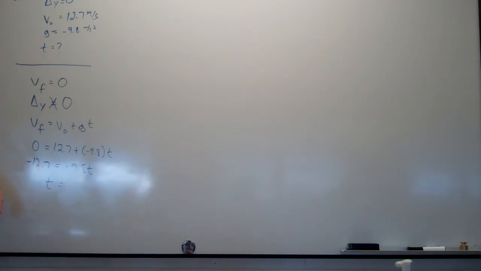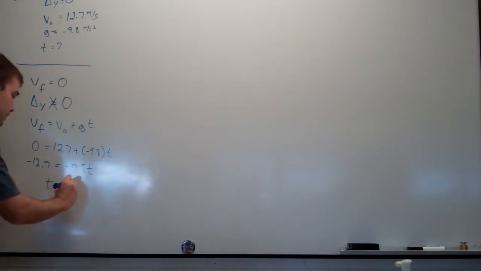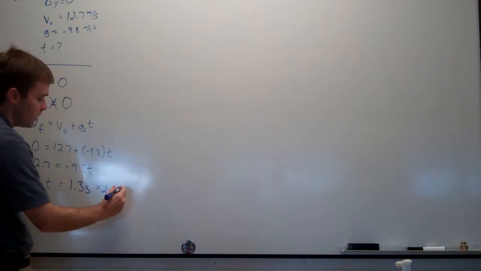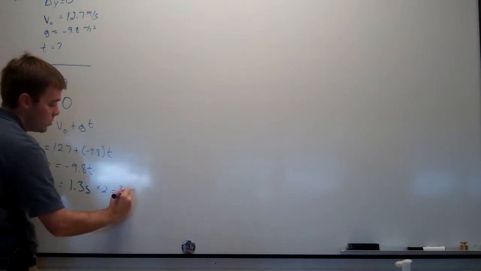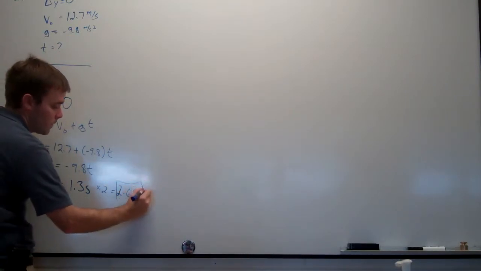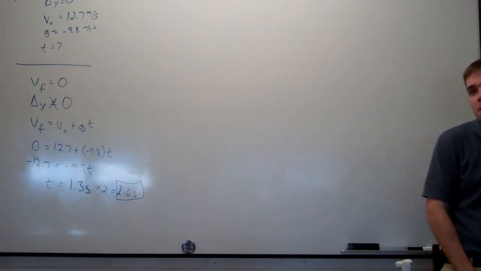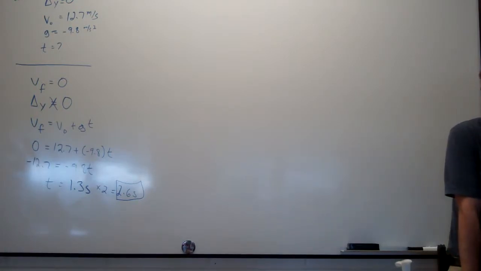What does it equal? 1.3. Alright. What do we need to do to that? So that's the time it takes to get to the top. What do we need to do to figure out how long it takes to go up and down? So this is the same height. Multiply by 2. So our answer this way would be 2.6 seconds. That's probably ultimately quicker, but you just have to remember to multiply by 2. That's probably the fastest way to do it because that equation is pretty simple.